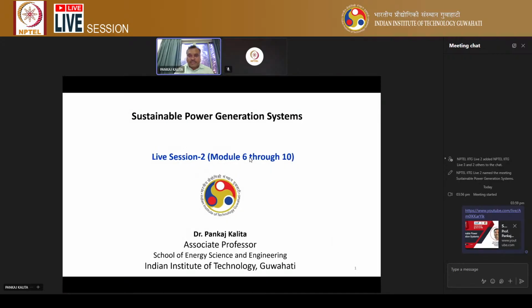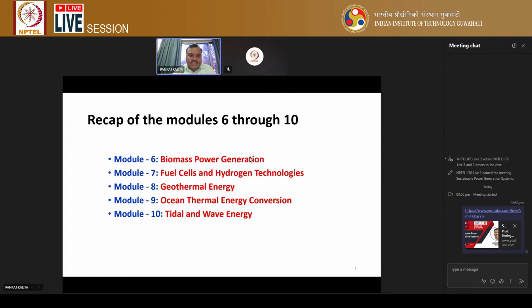So, in this session, primarily I will talk about the content covered in different modules, and in this period, modules 6 to 10 have been addressed. In module 6, biomass power generation has been discussed. In module 7, fuel cells and hydrogen technologies, followed by geothermal energy in module 8. In module 9, ocean thermal energy conversion systems have been discussed, and in module 10, tidal and wave power technology has been elaborated.